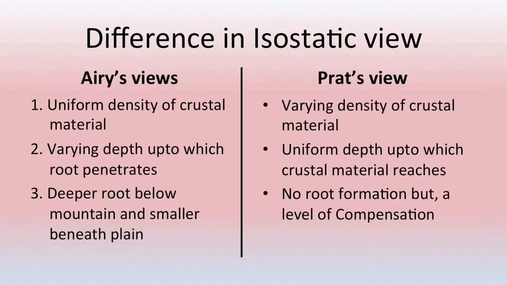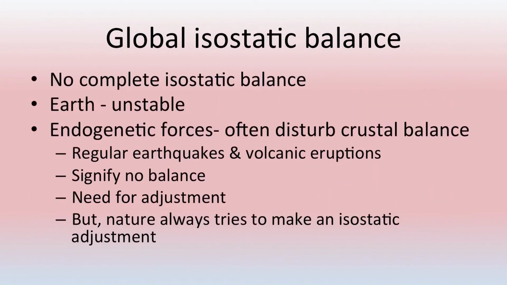Now, the difference can also be seen in the plate. 1, 2, 3, there are differences between Airy's and Pratt's views. Uniform density for Airy, whereas for Pratt's view there is varying density, and likewise. Now, global isostatic balance, we will be discussing that.